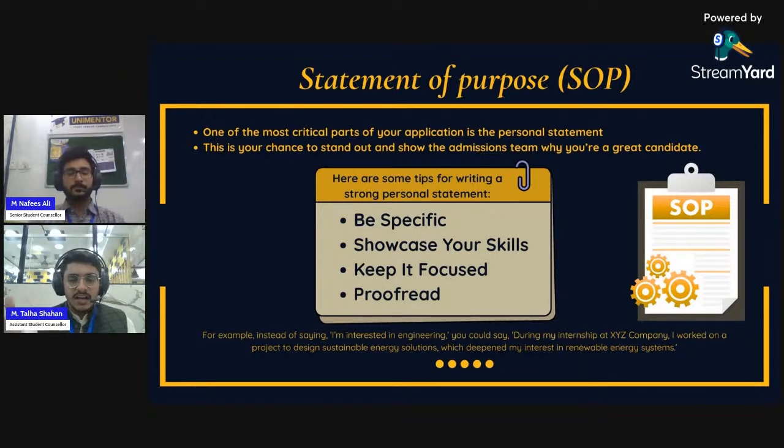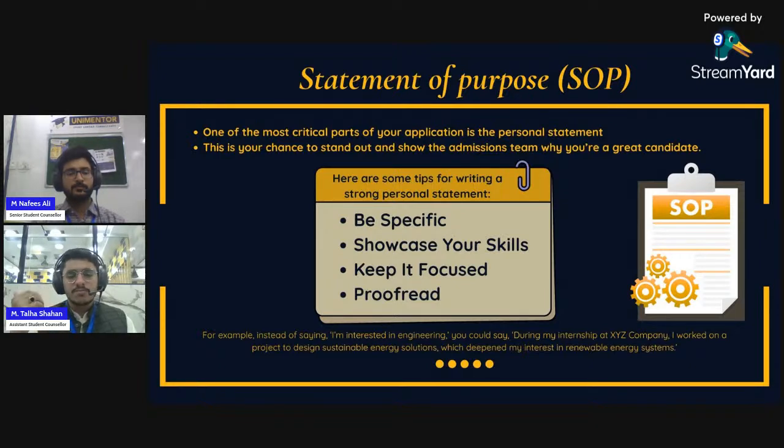Don't give generic answers like I want to go to the UK because the education system is very good and there are lush green fields in the UK. So this is not how a strong personal statement should be written. So mention your relevant experiences, such as internships, volunteering, or any extracurricular activities.